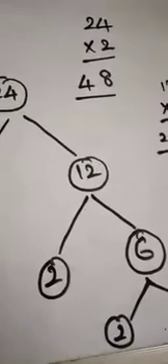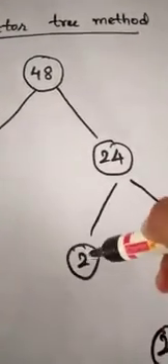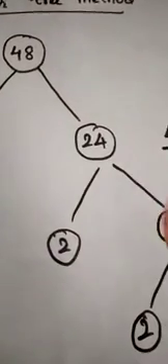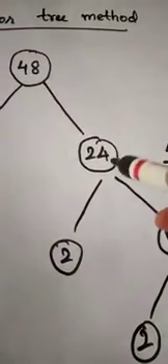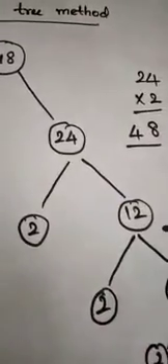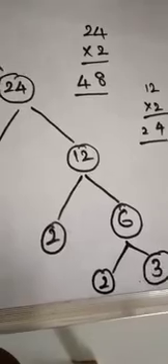Now what we have to see here? I am doing the right side only because 2 is already there. 2 1s are 2. So you have to check the right side number 24. 2 12s are 24. Next to 12, 2 6s are 12. Next to 6, 2 3s are 6.